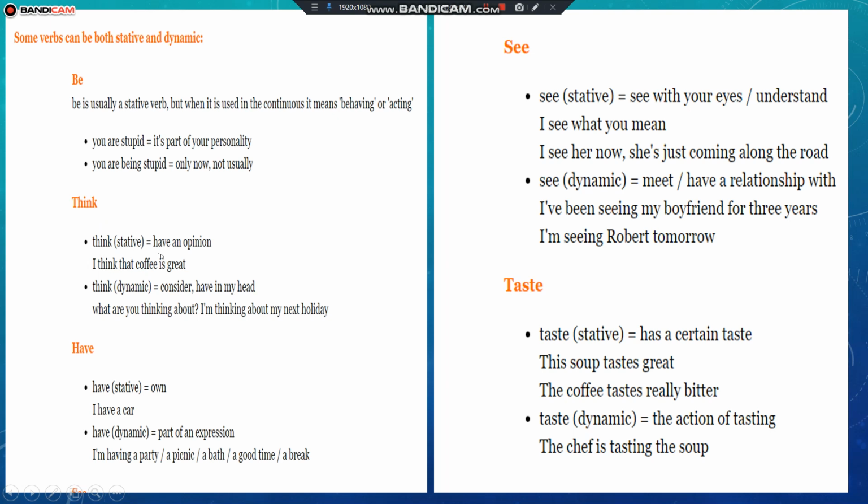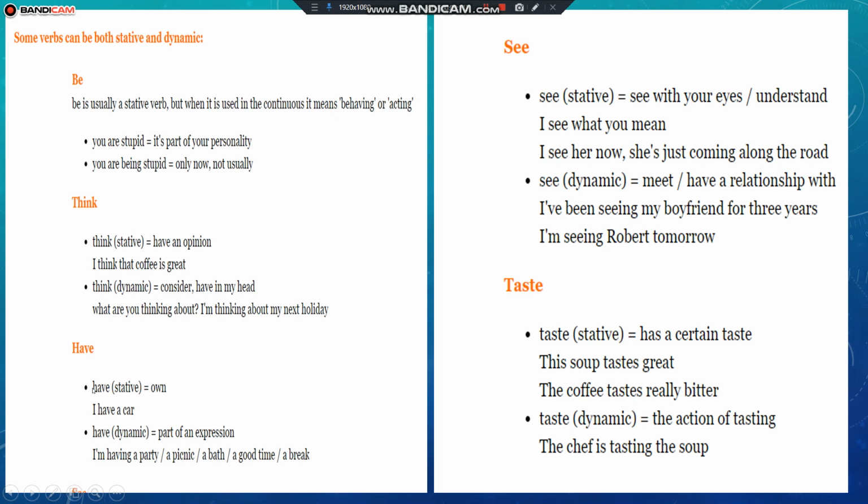Think as a stative verb means have an opinion. I think that coffee is great. Think as a dynamic verb means consider or have in my head. Okay, for example, what are you thinking about? I'm thinking about my next holiday. I want to make it easier for you, Shabab. If you find a preposition after the verb, like at, about, of, all of these are prepositions, you have to add ing to the verb, like thinking about.